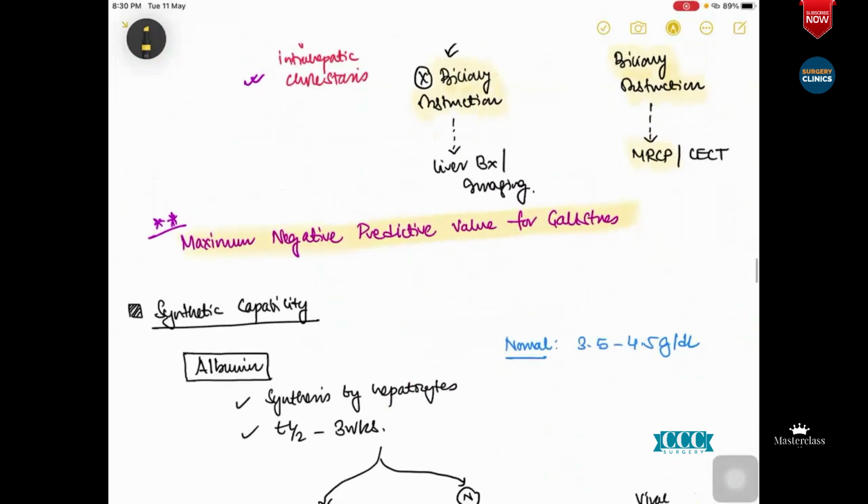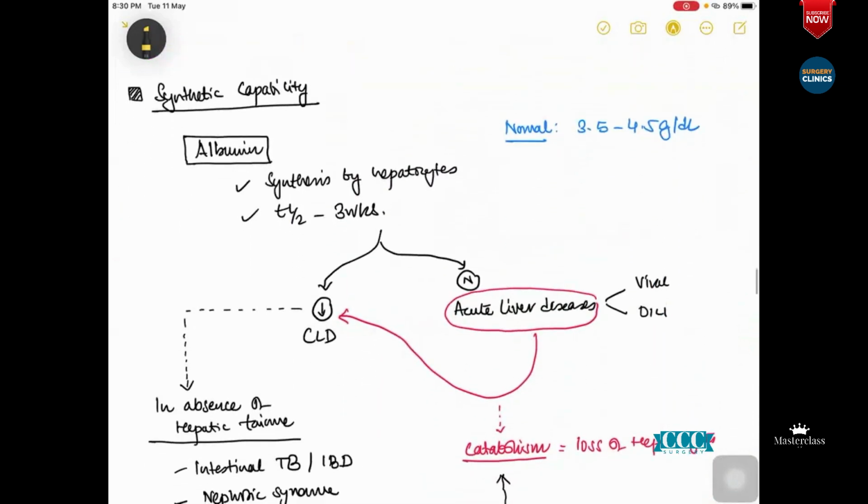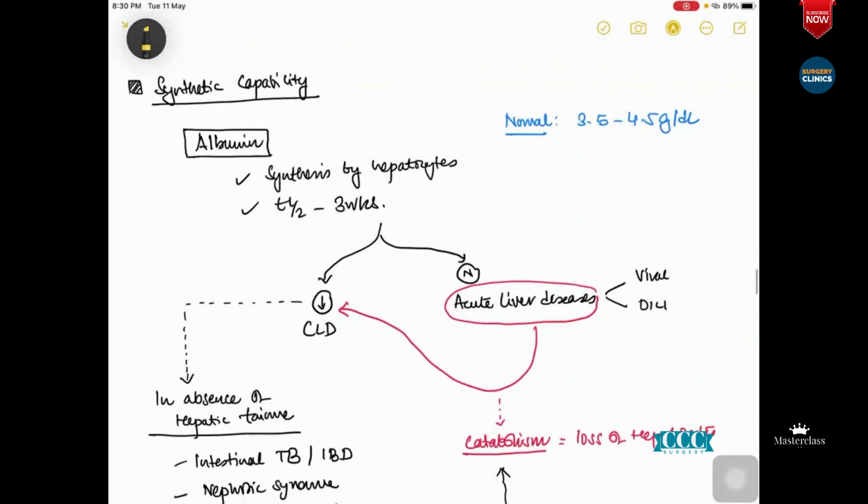Right. Now, there are tests which assess the synthetic capability of the liver. That is albumin, and the other one is prothrombin time. Now, albumin is synthesized by the hepatocytes, and the half-life is around 3 weeks. The normal level is 3.5 to 4.5.